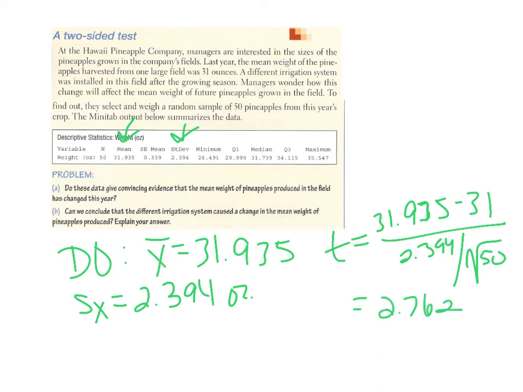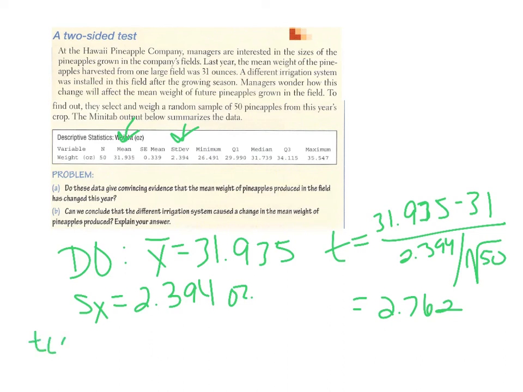Then I could either use table B or I can use technology. I'd say for this, technology really is going to be much better, especially because table B doesn't go all the way up to a sample of 50. So I'm going to go ahead and use my technology.